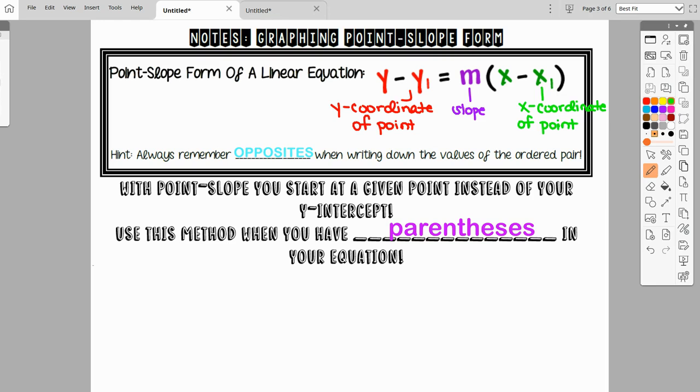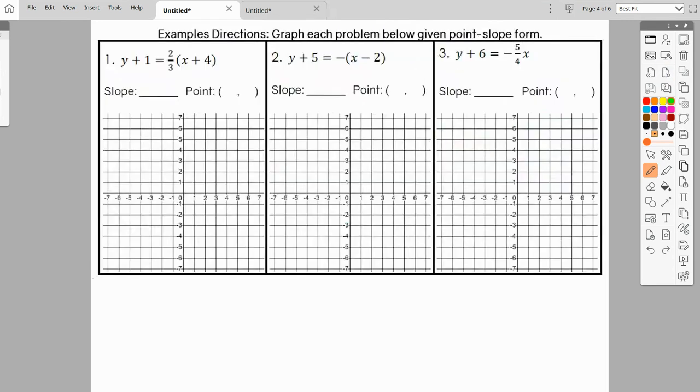With point-slope form, you start at a given point instead of your y-intercept, and then you use this method when you have parentheses in your equation. So for example number 1, we have the parentheses, so I know I'm going to use point-slope form. Slope is the number multiplied in front of my parentheses, which will be 2/3 for this problem.